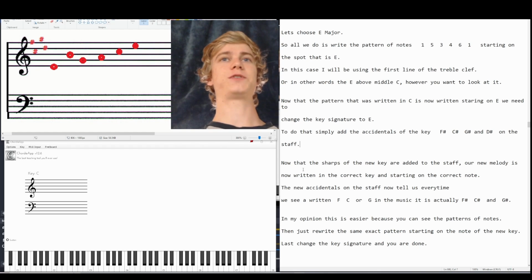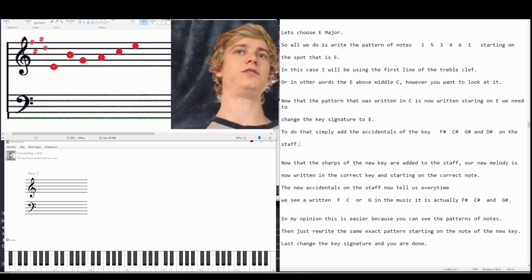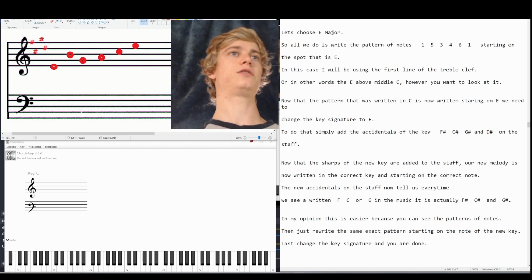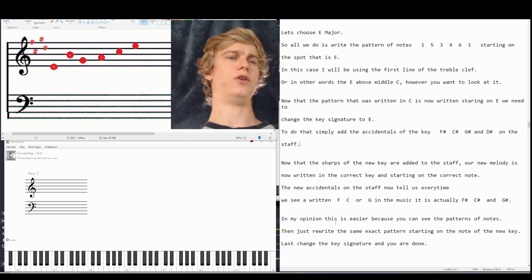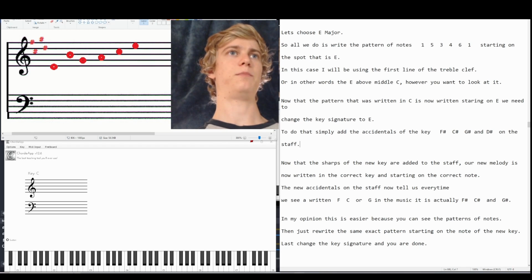Now that the sharps of the new key are added to the staff, our new melody is now written in the correct key and starting on the correct note. So that's all we had to do. And in my opinion, this is easier because you can see the patterns of notes written down, and then you just rewrite that same pattern starting on the note that you want, and then you just change the new key signature on the staff. And then it basically just goes on to all those notes past it.